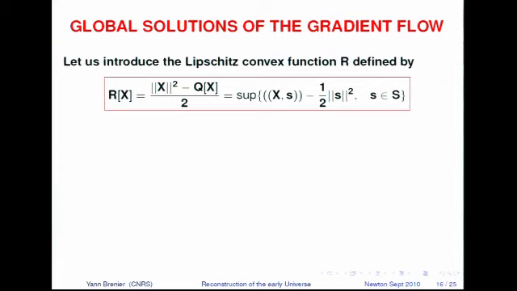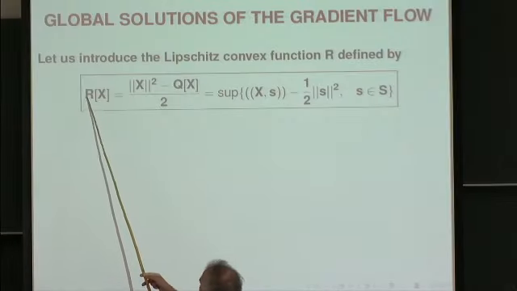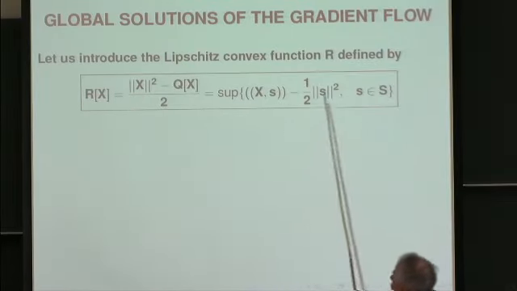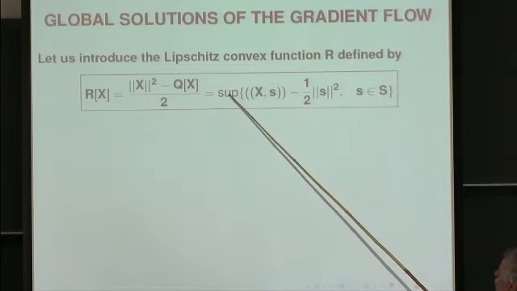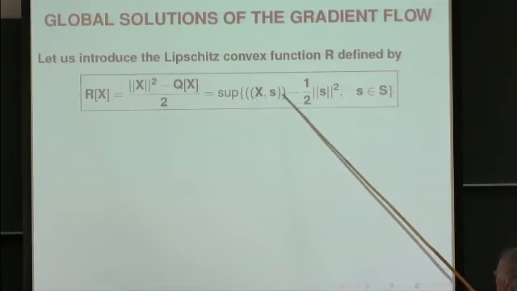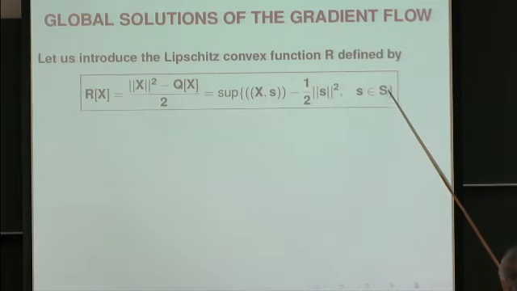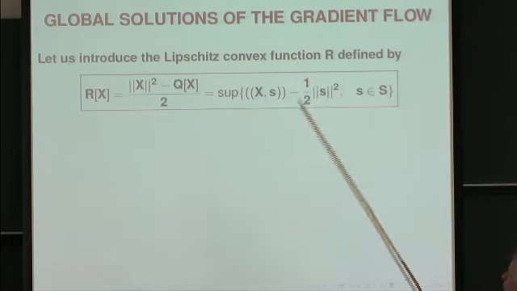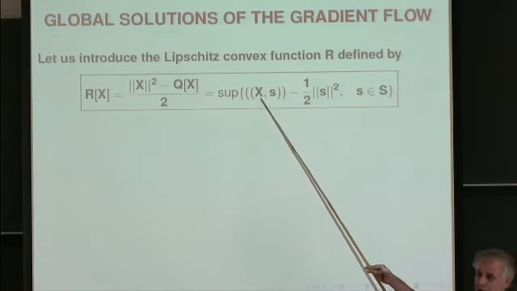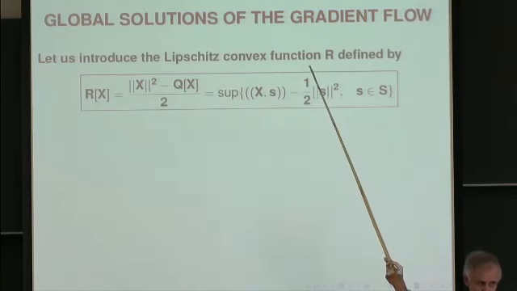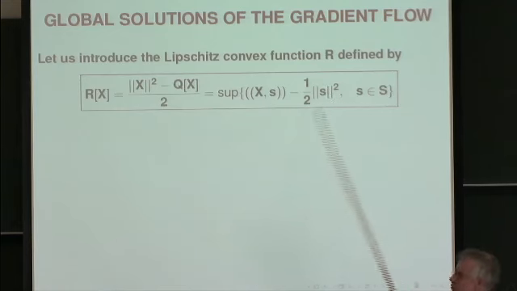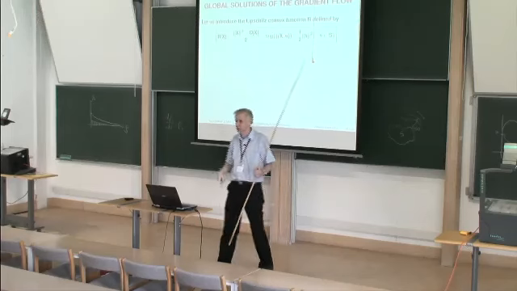So now let me do a little bit of calculation. Let me introduce this function R of x, which is a discrepancy between x squared and Q. If you play with the formula, you see that this can be written as the supremum of the inner product in H, in L2, between x and s, minus 1/2 of s squared, for every s in the set capital S. And so this has a structure of a Legendre-Fenchel transform. It's a supremum of affine functions of x, and therefore this is a convex function. And even better, because S is bounded, this is a Lipschitz convex function. So this new function R is a Lipschitz convex function in the Hilbert space.